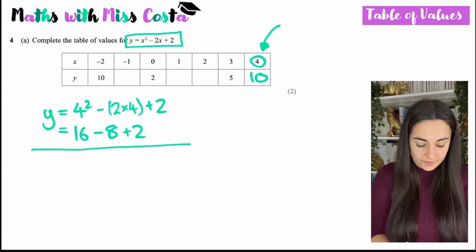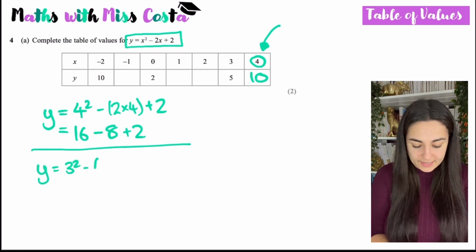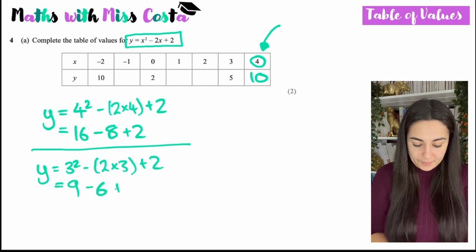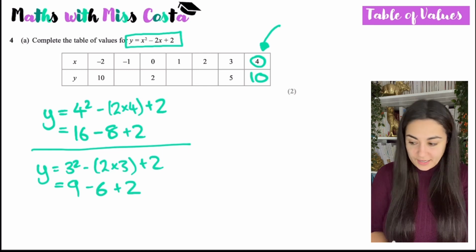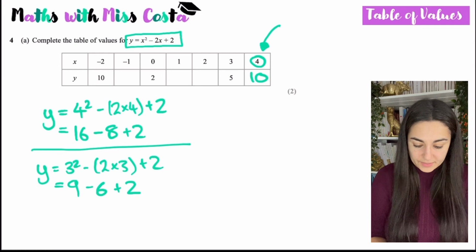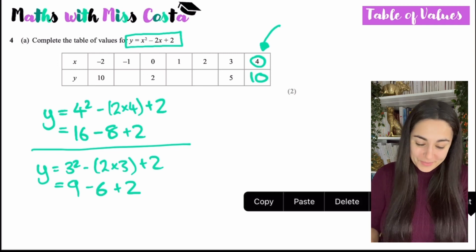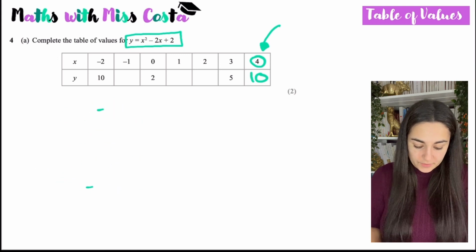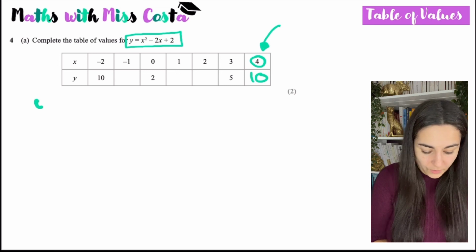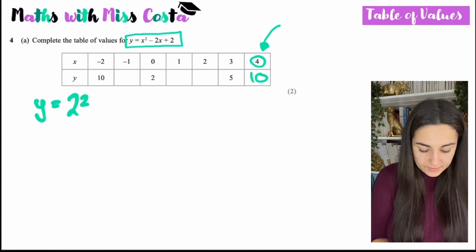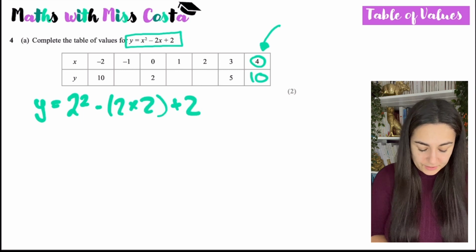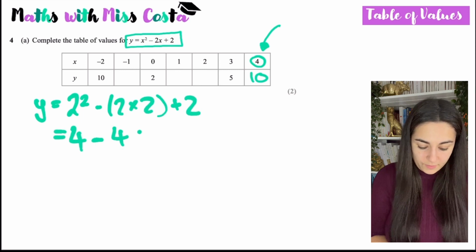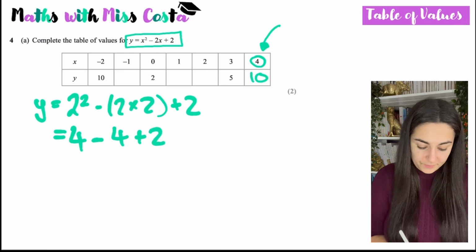Next, we substitute 3 into it. So y would be 3 squared, take 2 times 3 plus 2. So what's 3 squared? 9. 2 times 3 is 6 plus 2. So 9 take 6 is 3 plus 2 is 5. Oh, they've already done that one for you. Okay, so let's do it with 2. Just get rid of that working. So y equals 2 squared, take 2 times 2 plus 2. So that would be 4, take 4 plus 2, which would be 2. So that would be your missing coordinate there.